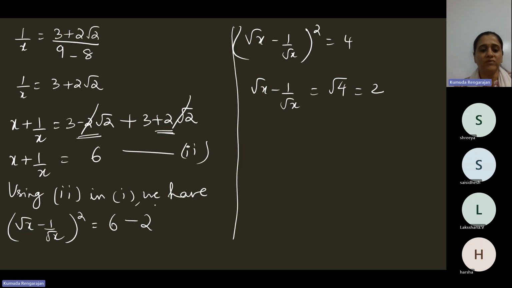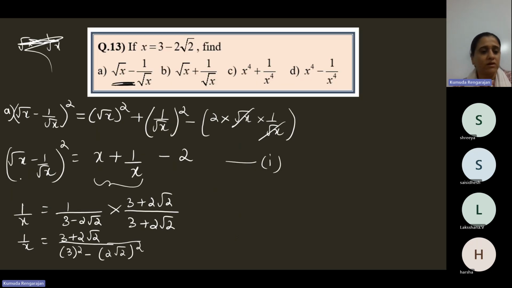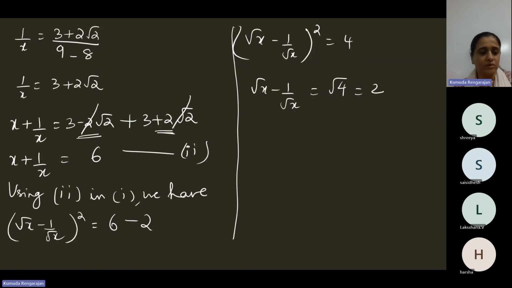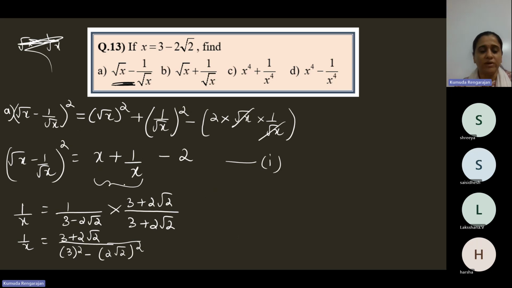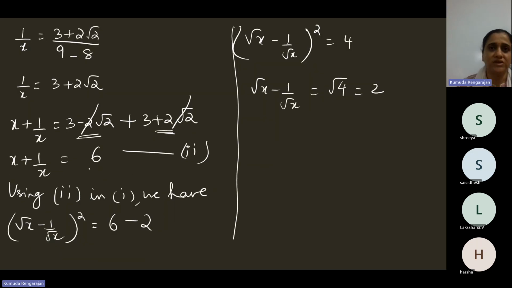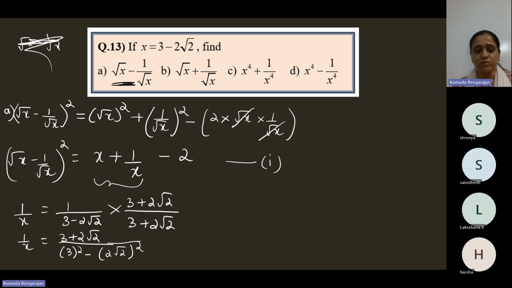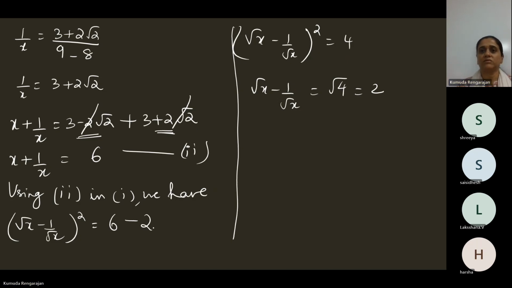So using 2 in 1, we have, what is 1? Root x minus 1 by root x the whole square is equal to x plus 1 by x. What's x plus 1 by x? 6. Minus 2. So 6 minus 2, 4. So root x minus 1 by root x is equal to the square root of 4, which is 2, plus or minus 2, or simply 2. Both ways fine.